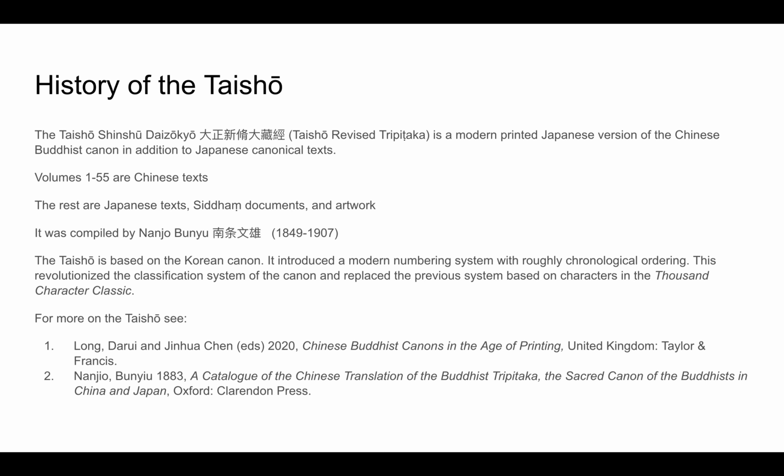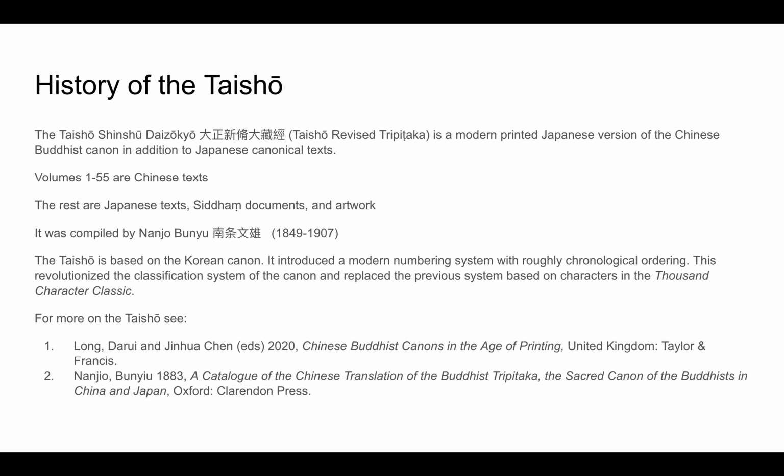One of the leading figures in compiling the Taisho was Nanzhou Bunyu, who compiled in the late 19th century. The Taisho is based on the Korean canon, which was compiled much earlier. The Taisho is a modern canon that introduced a modern numbering system and roughly chronological ordering. This was a big revolution in the classification system of the texts in the canon.